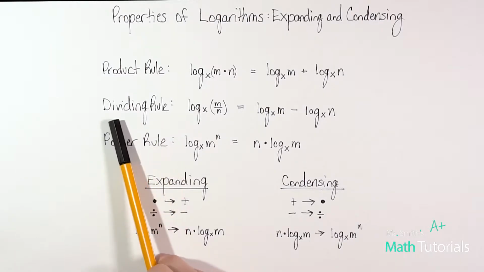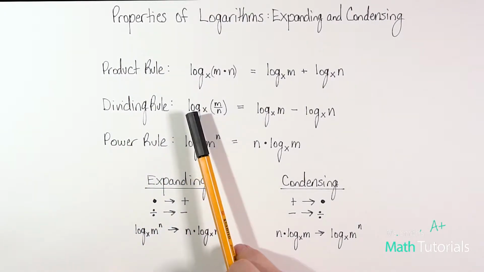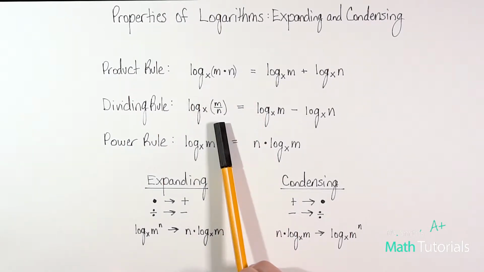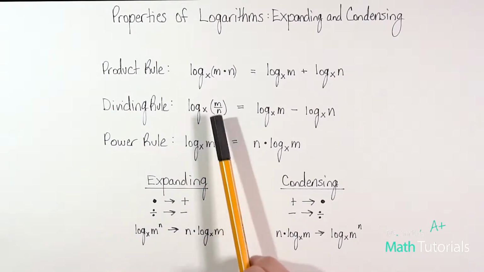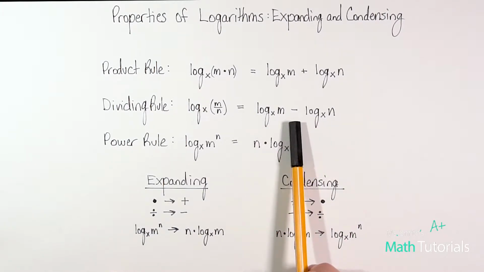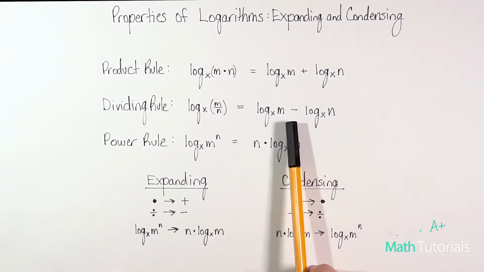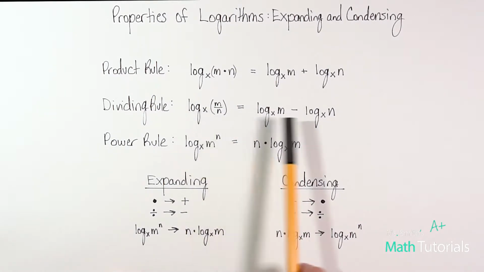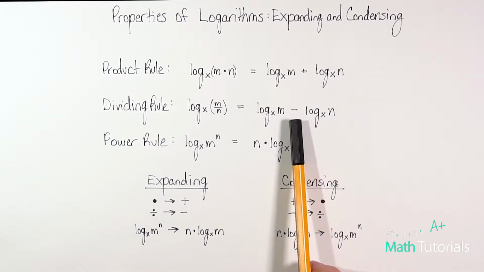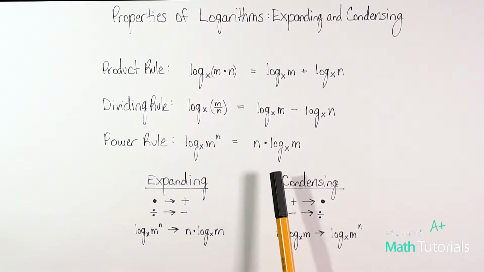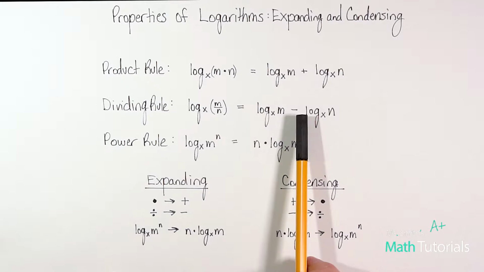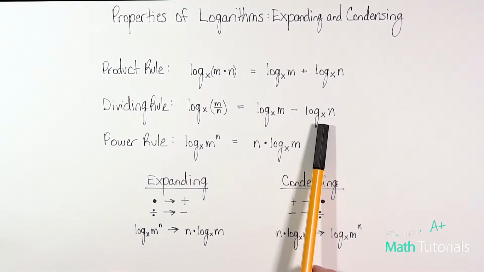Our next rule is going to be our dividing rule. Notice for this one we have log base x again. This time it's m divided by n, and that's our condensed version. When we are dividing, that's the condensed form. Then we can rewrite that in an equivalent expanded version. Notice this time we take our 2 parts, m and n, write them each with their own log base, and we subtract. So the takeaway is that when I divide in my condensed version, I subtract those values in my expanded version.